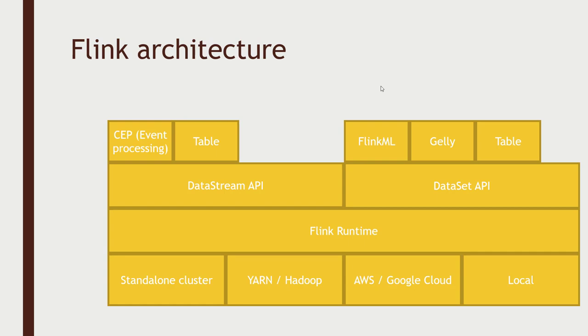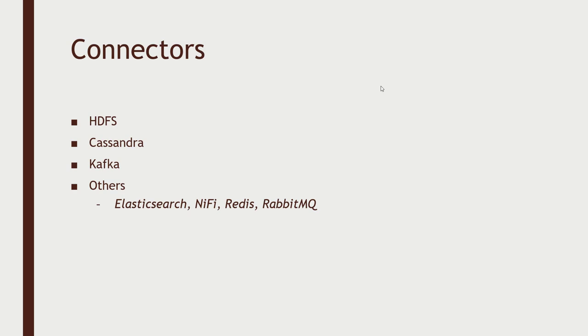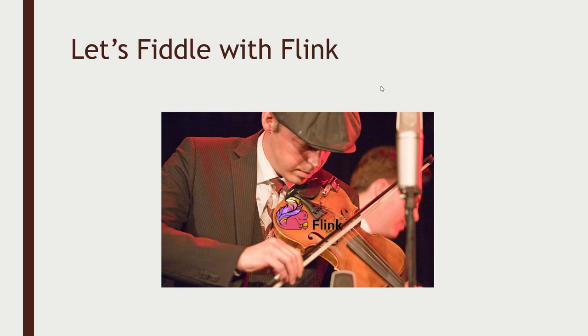Currently, Flink can connect to a bunch of other systems, including HDFS, Cassandra, Kafka, and others that we haven't talked about yet but will shortly, like Elasticsearch, NiFi, Redis, and RabbitMQ, which are also things that you can connect to currently with Flink. So let's mess around with it and actually run a little sample in Flink and see that it actually runs.